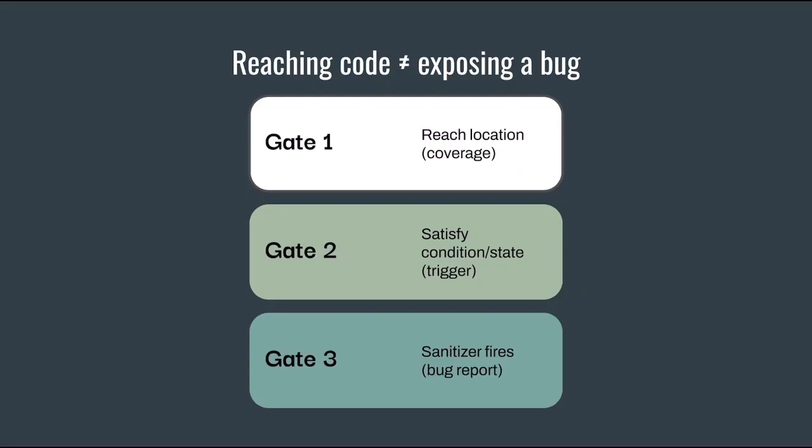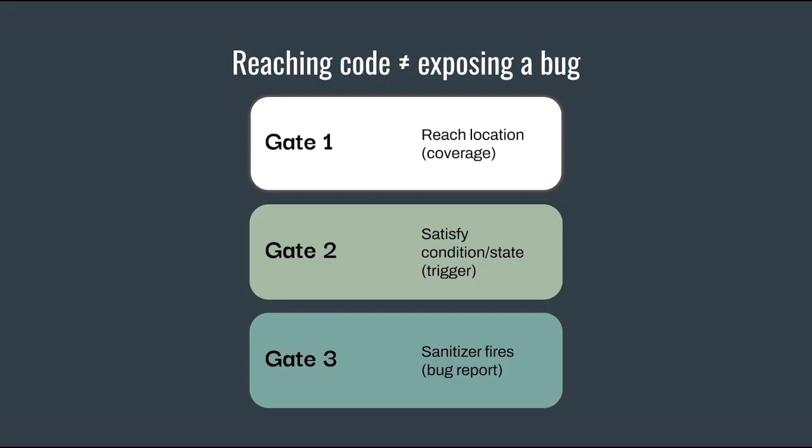And gate 3 is the sanitizer or crash oracle fires. In this paper, sanitizers like address sanitizer are the oracles. So to count a bug, you need an input that not only reaches the code, but reaches it in a way that violates memory safety or triggers a detectable failure. Two fuzzers can look similar in gate 1, with similar coverage, but differ massively on gate 2 and gate 3.